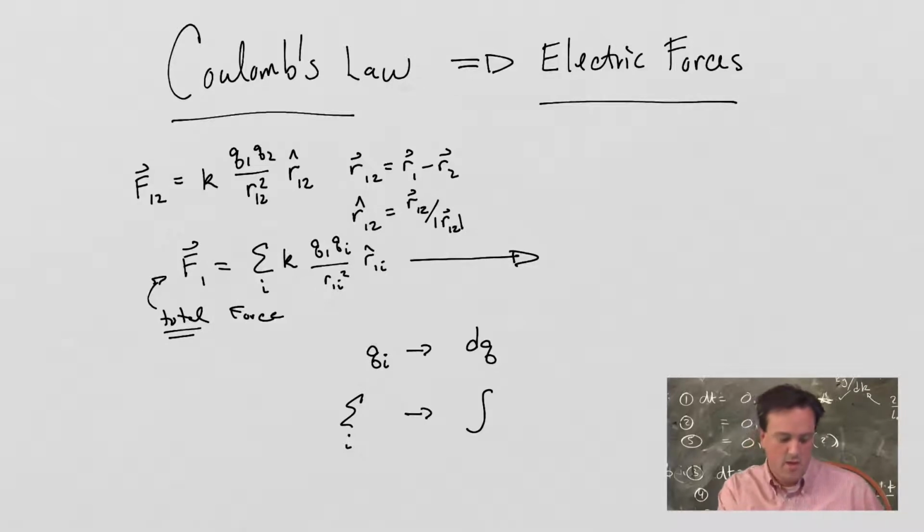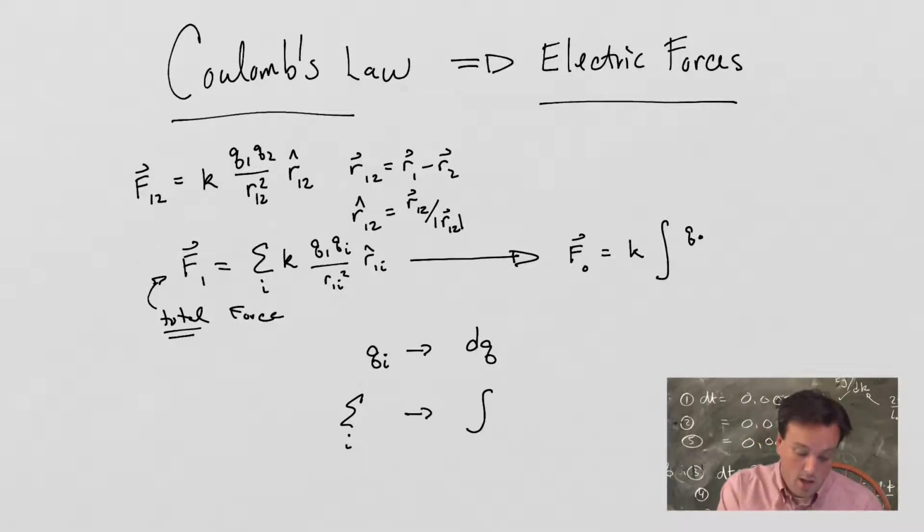It's charge 0. So I can say that F0, the force on charge 0, is going to be equal to k. And I'm going to convert my sum into an integral. So the integral, and now I have my Q0. That's always going to be present because the interaction between my test charge and any of the infinitesimal charges is still going to rely on the magnitude of my test charge, times dq.